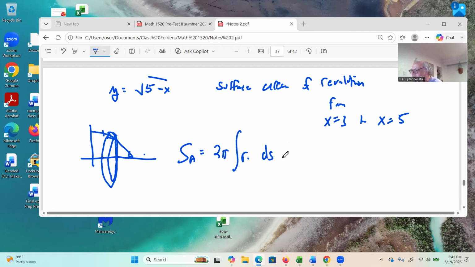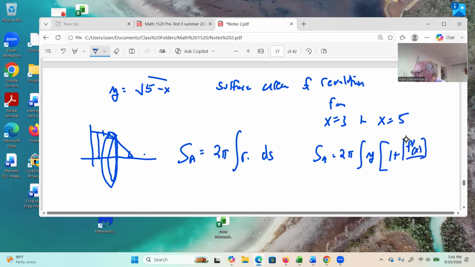Let's go ahead and say, what's my r? R is going to be from here to there. So my r is actually equal to y. So we have surface area is equal to 2 pi integral of y. And then we're going to have this square root of 1 plus f prime of x squared, the same as the arc length formula, dx. And we've got all of that to mess with.